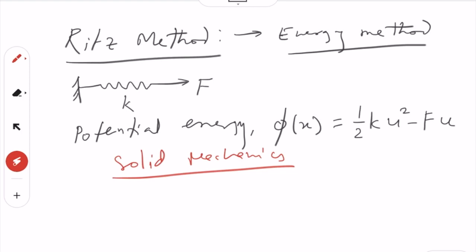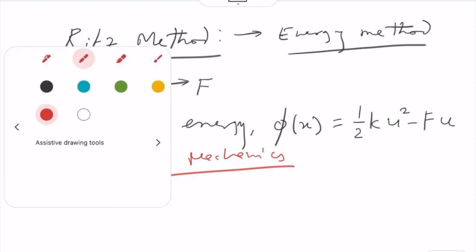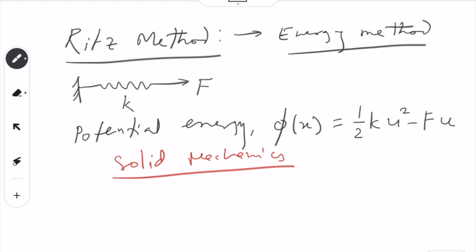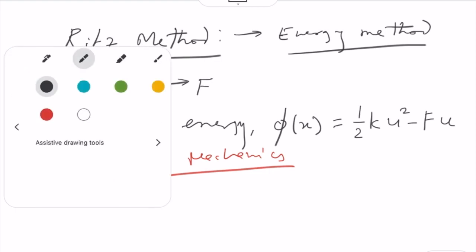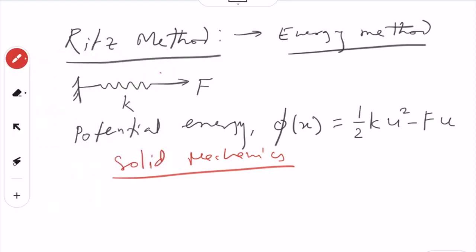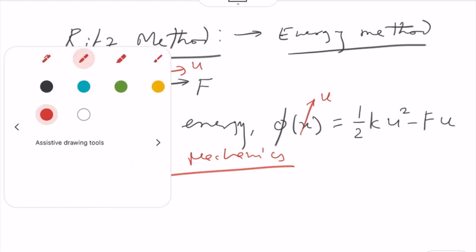So here the total potential energy phi(x) is given as half k u square minus F u. Phi is actually a function of x; well, x here I mean u in this case, so this is a function of u. Remember, this is nothing but u we mean.